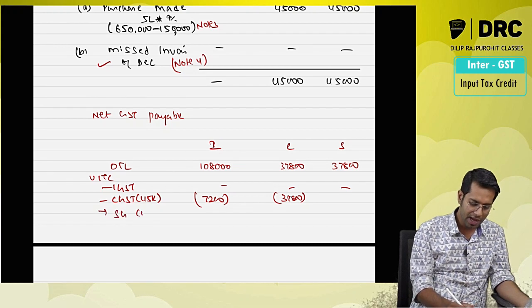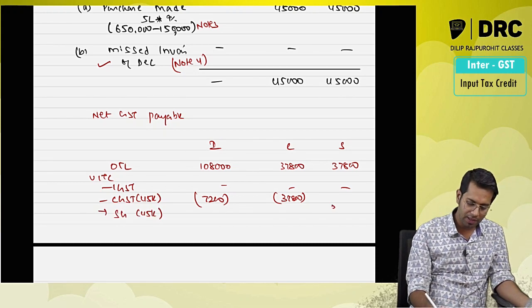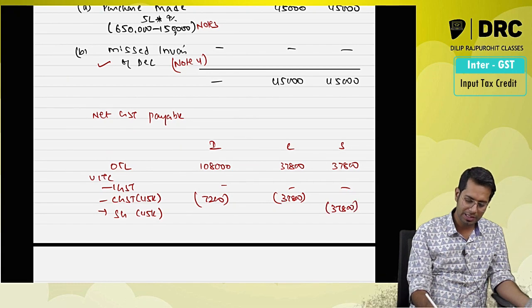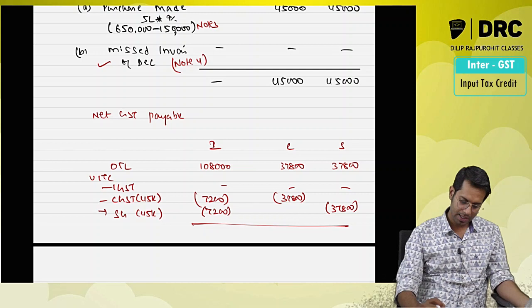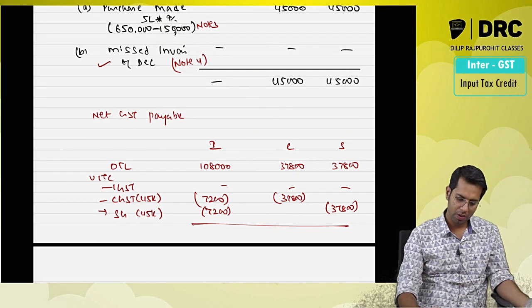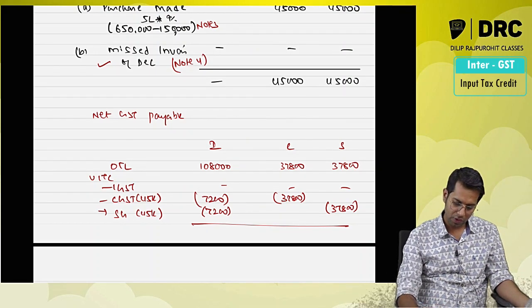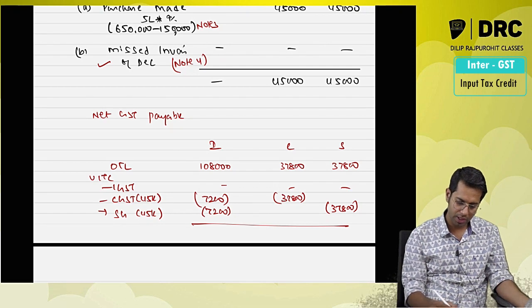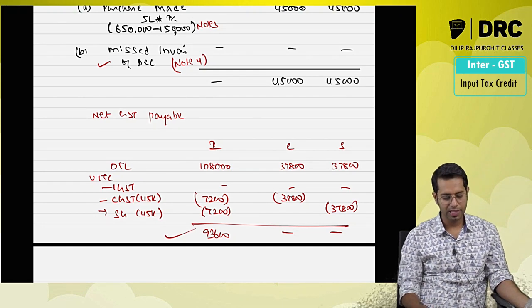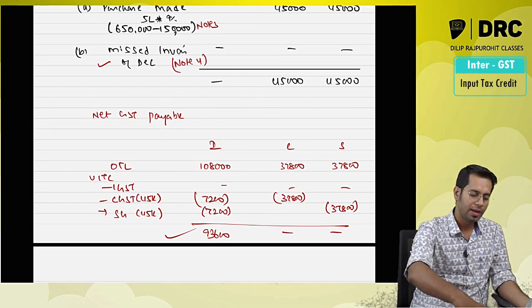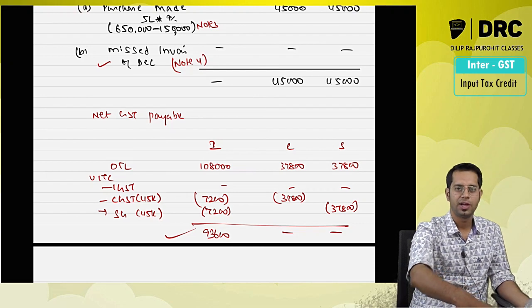Similarly, SGST, I have 45,000. I will give 37,800 to SGST, balance 7,200 to IGST. 1,08,000 minus 7,200 minus 7,200, 93,600. 93,600 is the amount of tax which I have to pay.